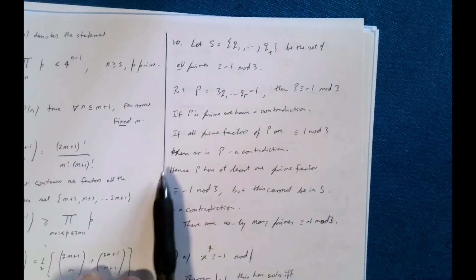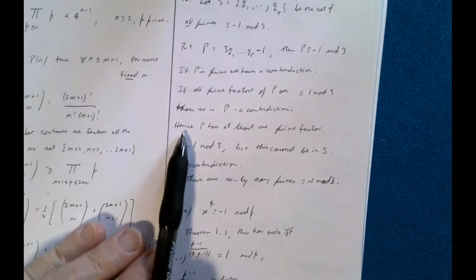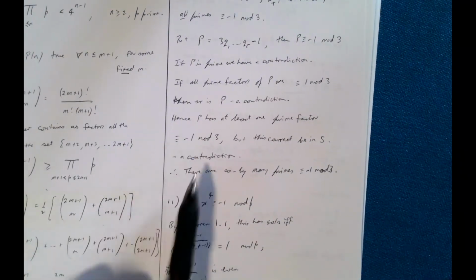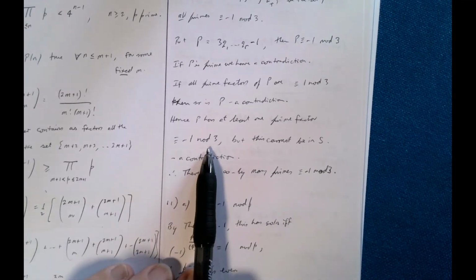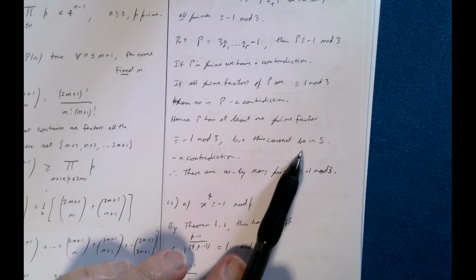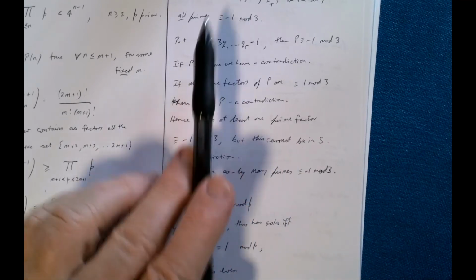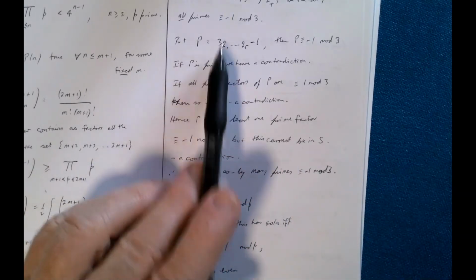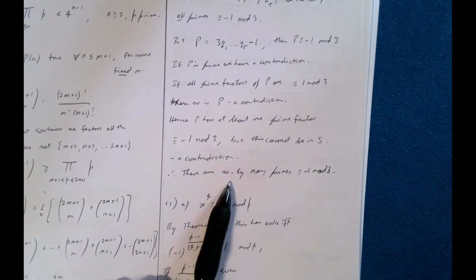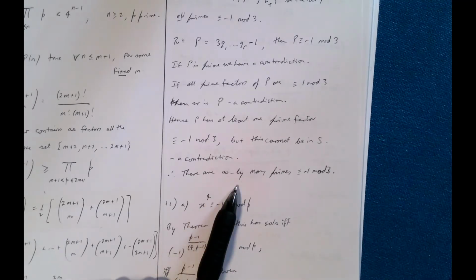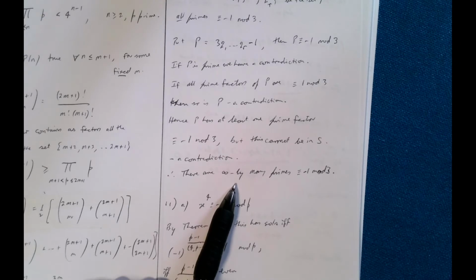So that means P has at least one prime factor that is congruent to -1 mod 3, but of course that cannot belong to S, because when you divide P by each of these primes, you get a non-zero remainder. So the conclusion is there are infinitely many primes congruent to -1 mod 3, as there are infinitely many primes congruent to +1 mod 3, but that's harder to prove.